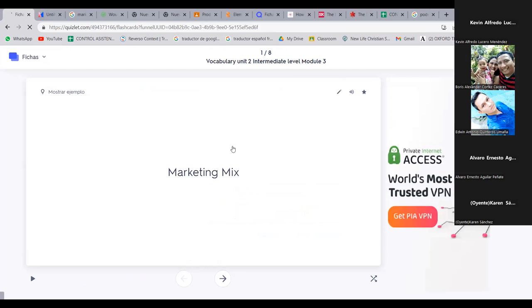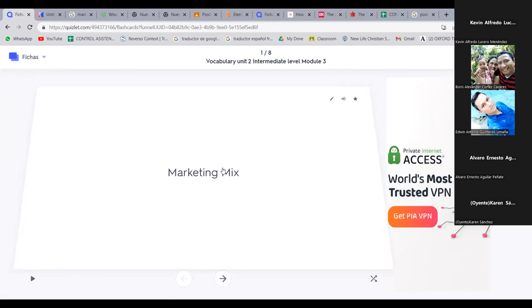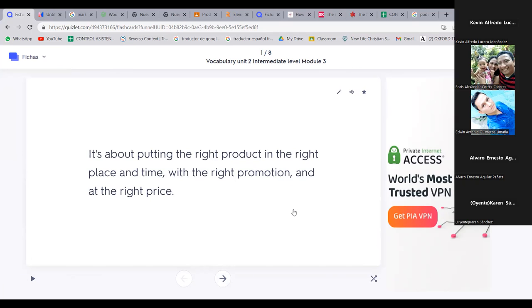So here we go. Marketing mix. Can you define the marketing mix? It's a product with an accessible price in a correct place with the promotion that allows reaching the client. Okay, to allow or to reach the client. All right. Now, the marketing mix. Let's read it like this, as in the manual we've got it in the conversation. It's about putting the right product in the right place and time with the right promotion and at the right price. Okay, vamos a ver.